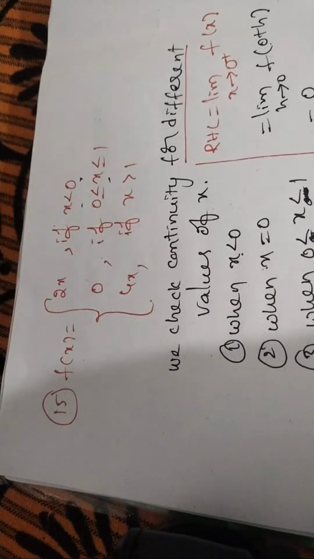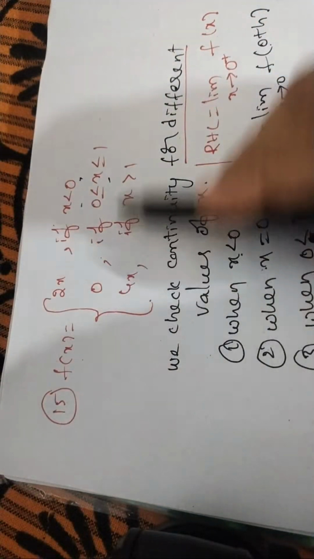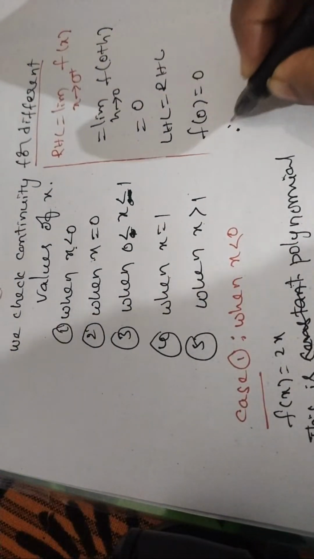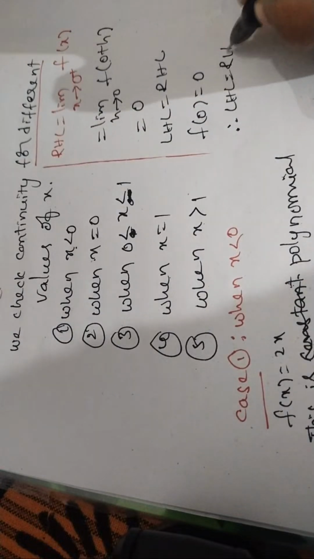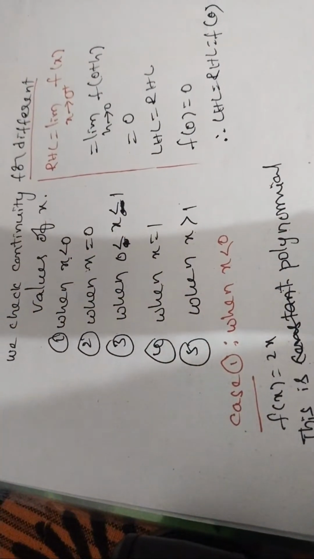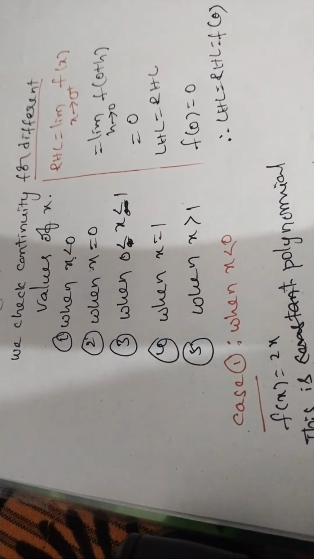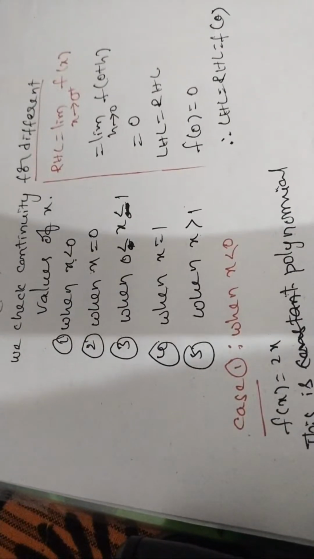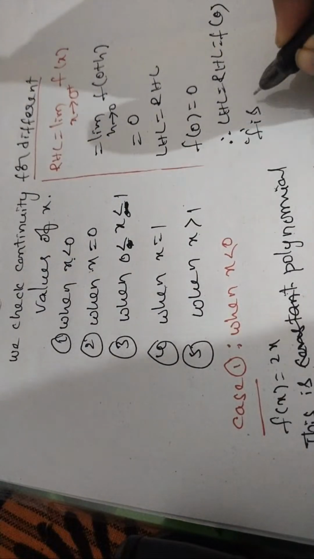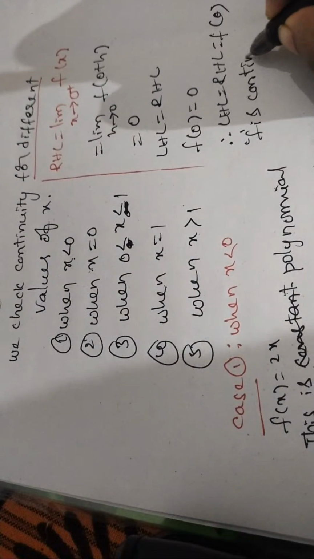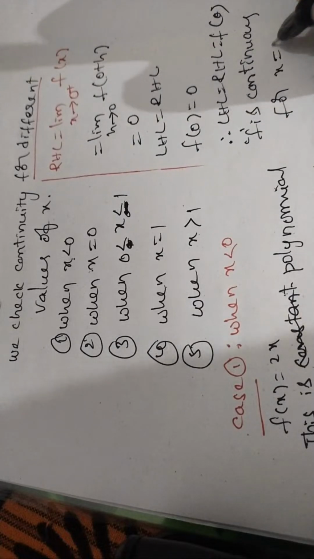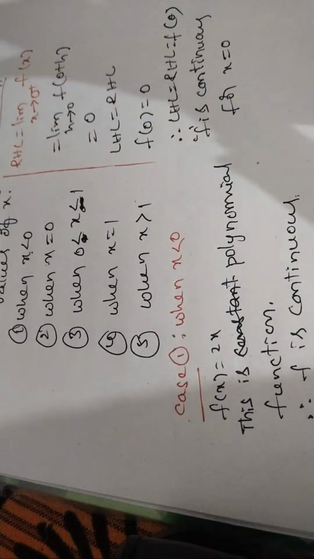Now find f of 0. When x is equal to 0, the function is 0. f of 0 is 0. Therefore, LHL is equal to RHL is equal to f of 0. So you are getting equality here. So we write f is continuous for x is equal to 0. For x is equal to 0, it is continuous.